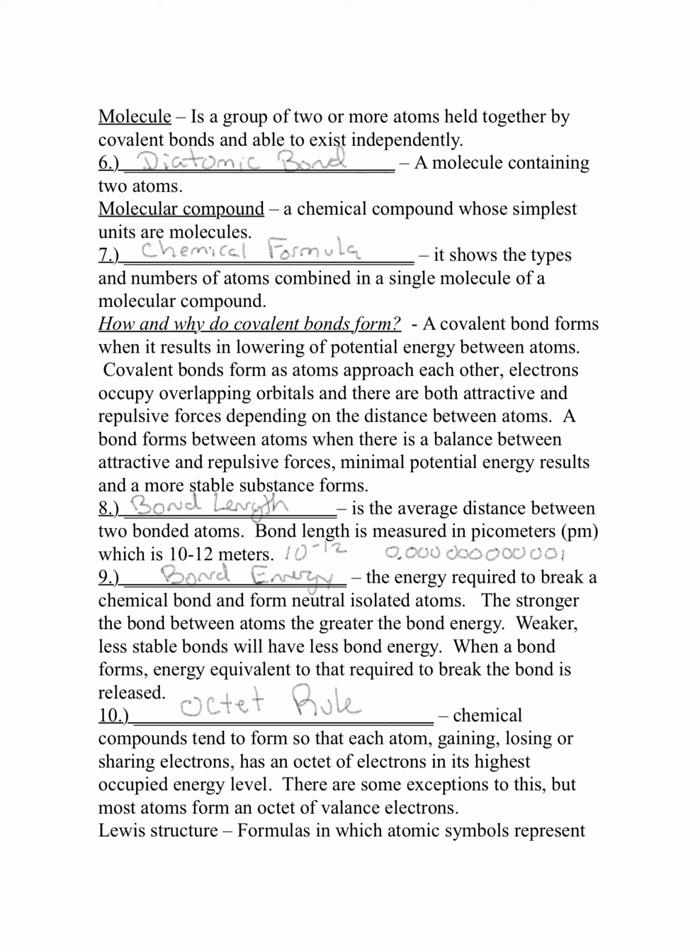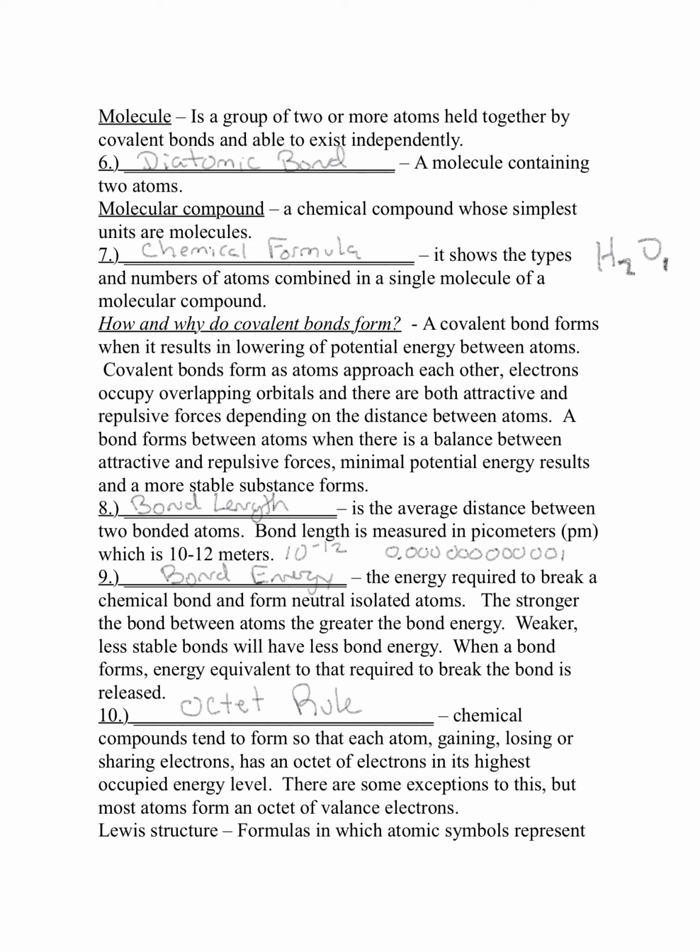Chemical formulas. A chemical formula shows the type and number of atoms combined in a single molecule of a compound. So for instance, water, which we know is H2O, that's a chemical formula. The subscript 2 here next to the hydrogen tells you that there are 2 hydrogens. There's no number here, but it's understood to be 1. If there's only one of an element in a molecule, you don't need to write the subscript 1. If there are 2 or more, you need to write it.